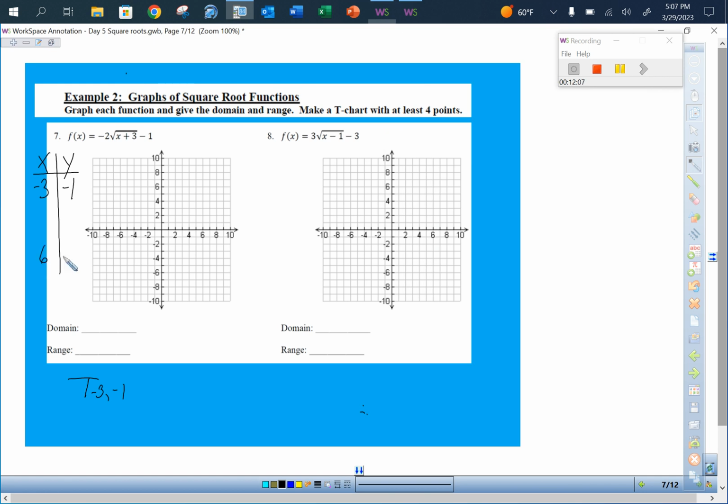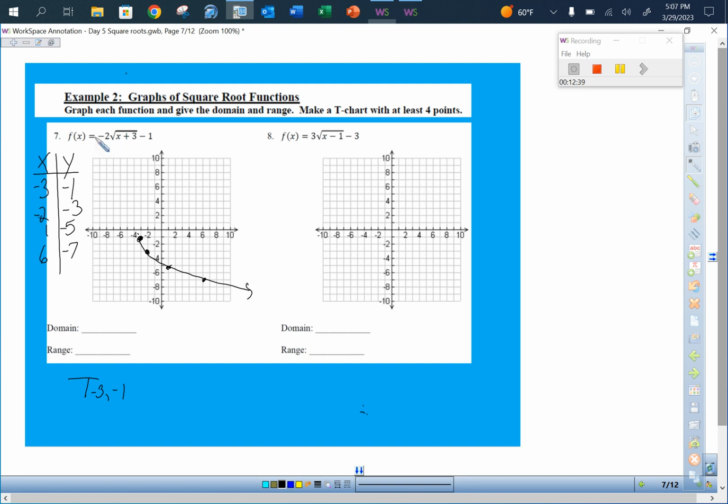You had 6, -7 in there. We had -2, -3, and 1, -5. So here goes -3, -1. There's my start. -2, -3. 1, -5. 6, -7. And remember from the graph, it was opening down.